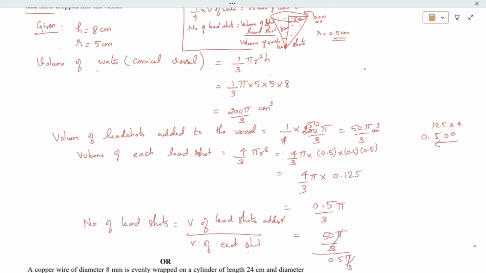So π/3 and π/3 get cancelled, so you will get 50 by 0.5. Remove the decimal by multiplying 10 in the numerator and 10 in the denominator, so it will give you 500 by 5, which is 100 lead shots. So the answer is: number of lead shots added is equal to 100.